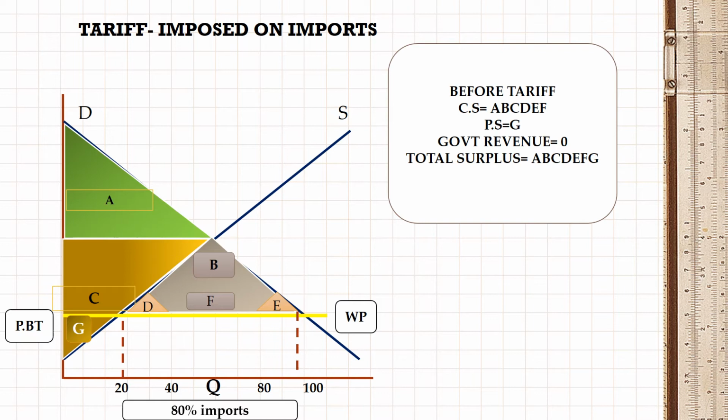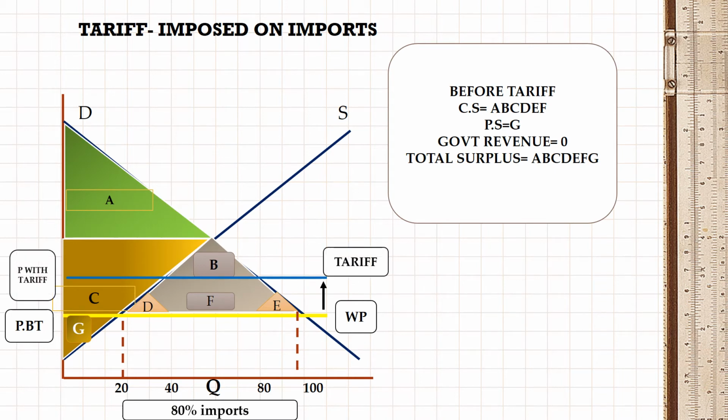So we know consumers are better off, but still we cannot say whether tariff is beneficial or not because we always compare total surplus. So now suppose government imposes a 5% tax on, let's say, mobile phones. So this will increase the price of mobile phones by 5%. So tariff increases the price, and now your domestic price will be P with tariff, which stands for price with tariff. This is your domestic price. Now you forget the world price curve.